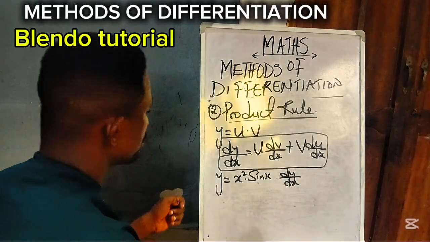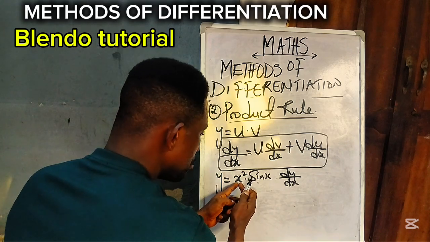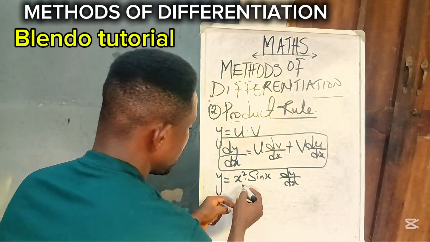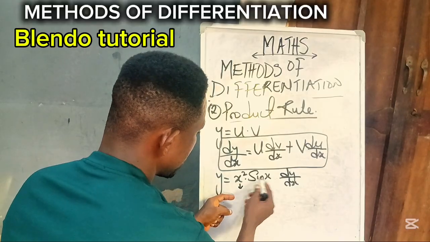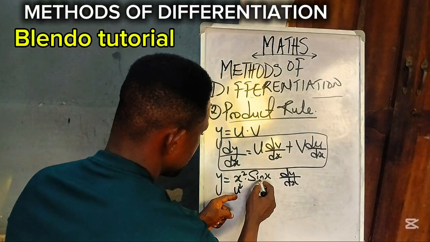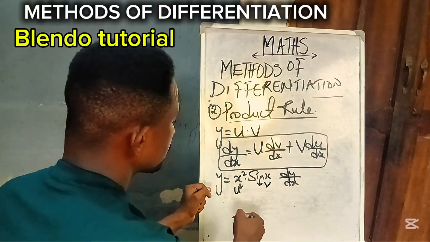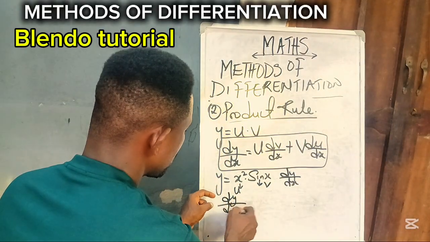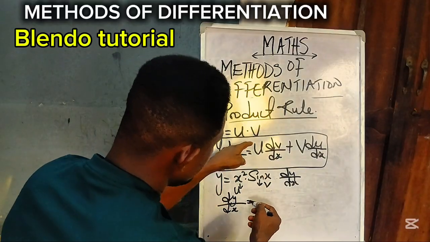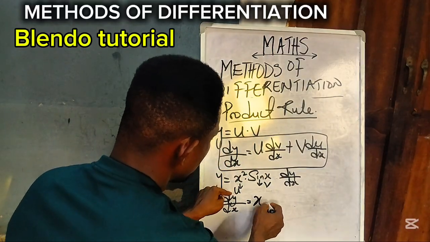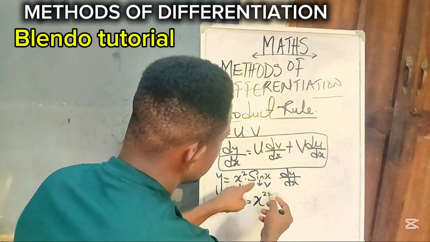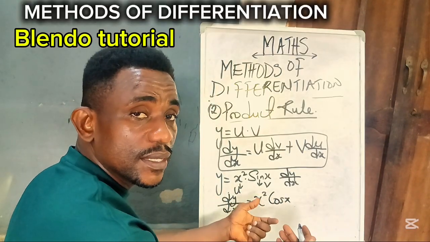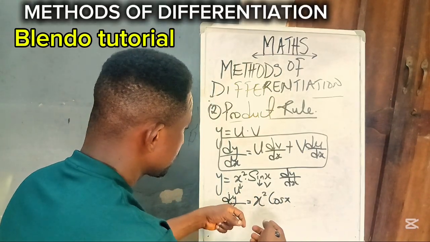And what should we do? Let u be x squared, v be sine x. So this is u, this is v. So applying the same rule, dy/dx is equal to u kept constant. So we keep x squared constant. Differentiating sine x, we get cos x. So if you differentiate sine x, we get cos x.